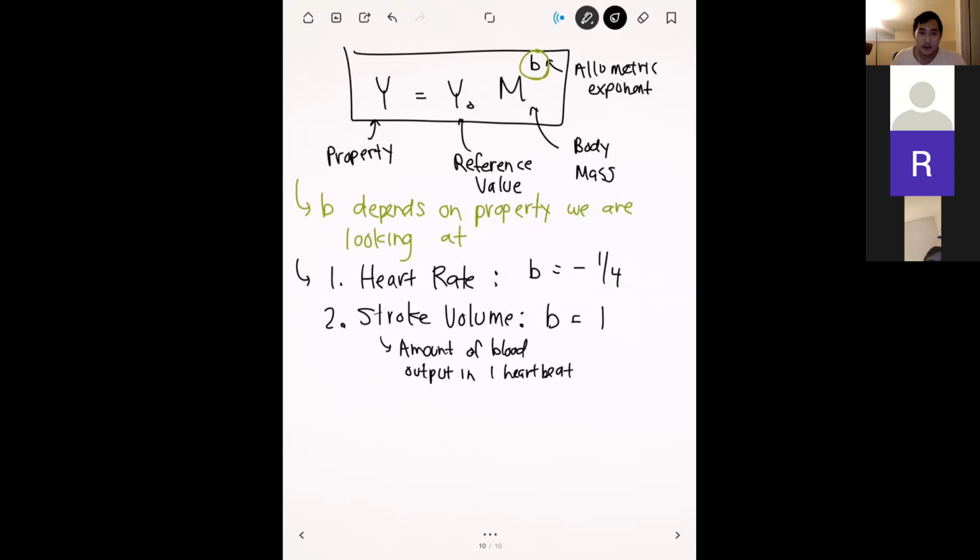For a creature that's twice as big, they're going to require twice as much blood to go through their body at any given time. That makes intuitive sense, because bigger creatures have more demands on their cardiovascular system, and so their stroke volume has to increase to compensate.